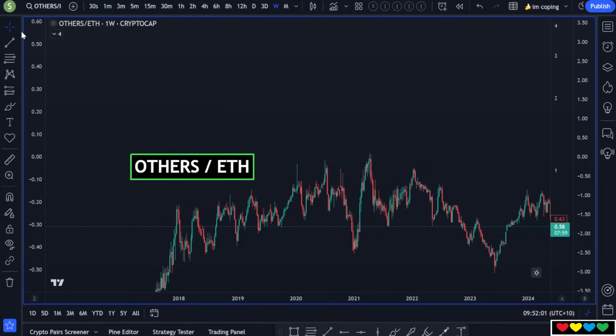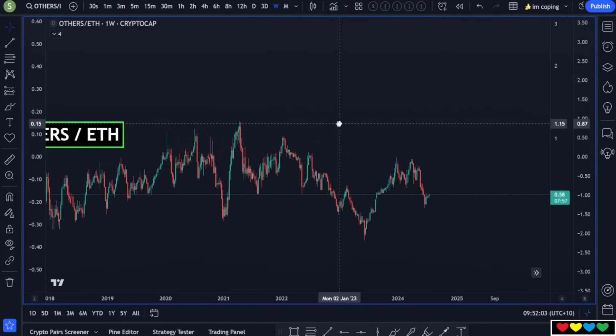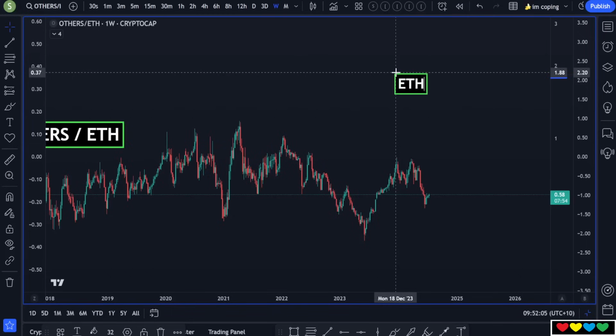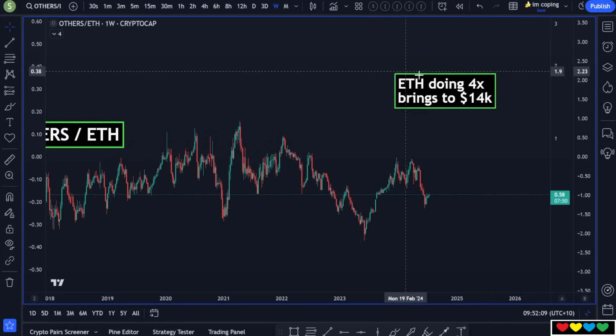Remember, there's a lot of CEX-listed coins. If you remove a lot of scams, dead coins, the EOSs, those types of things, you increase your probability of winning. Now, this is where we have to be realistic, friends. Remember I told you Ethereum, ETH doing 4x brings to 14K, around there.